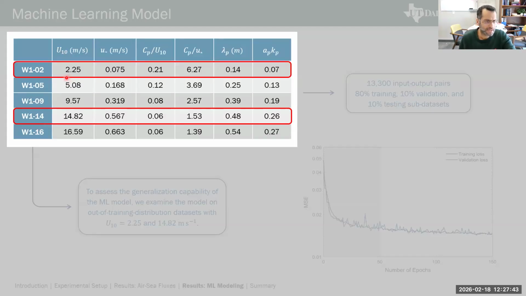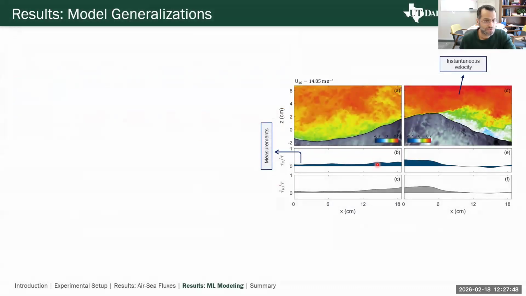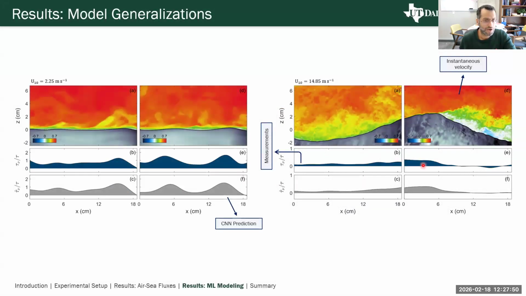So if I look at these generalization cases, I can show two examples here for the high wind speed and the low wind speed, and for both of them, the model still can predict the trend of this skin friction very well, right? So again, the second row here is my experimental skin friction drag, and the third row is the machine learning prediction, and the model is visually doing a very good job here.